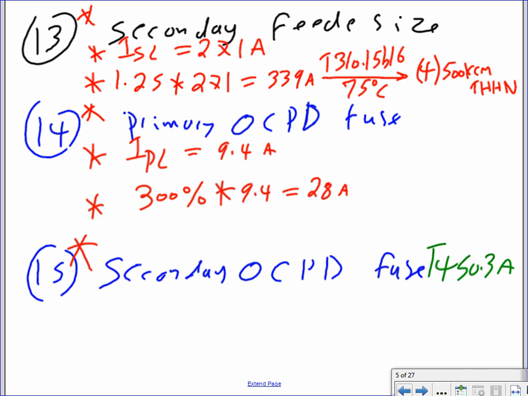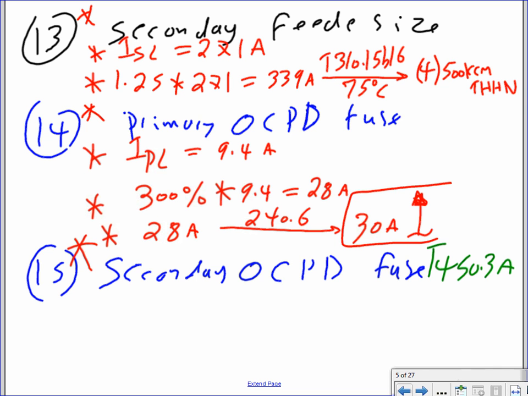28 amps. Then, gentlemen, you take that 28 amps and take it to 240.6. You remember these are all the standard overcurrent protective device ratings, and you go to 30 amps. If it's not a standard size, you can go up. So my fuse on the secondary side will be 30 amps. Why did I go up, Adam? Because there's a note number 1 in the table that says if they don't make a 28 amp fuse for you, you can custom design yourself a 28 amp fuse, or you can go to the next step.